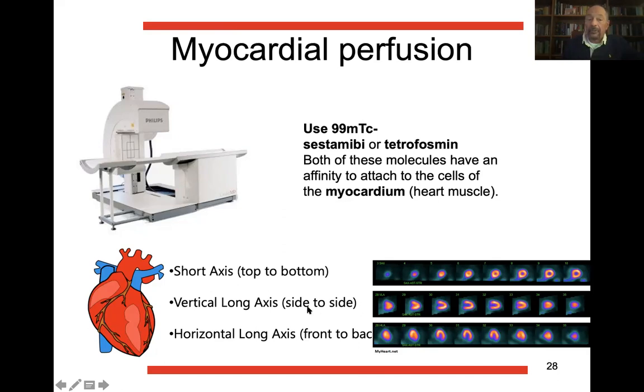It's also dynamic, of course. You have the short axis, top to bottom, the long axis, which is the vertical axis. This is side to side, and the horizontal long axis, front to back. So you get this kind of images from myocardial perfusion. This is the SPECT machine that you have to use for that.